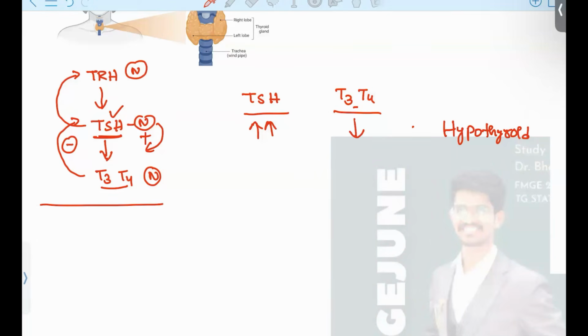So let's say this is primary hypothyroidism. This is what the results show. And if it progresses, what happens? The TSH is also going to come down, because it is progressively producing again and again. That is why it is also going to decrease. This is your secondary hypothyroidism.